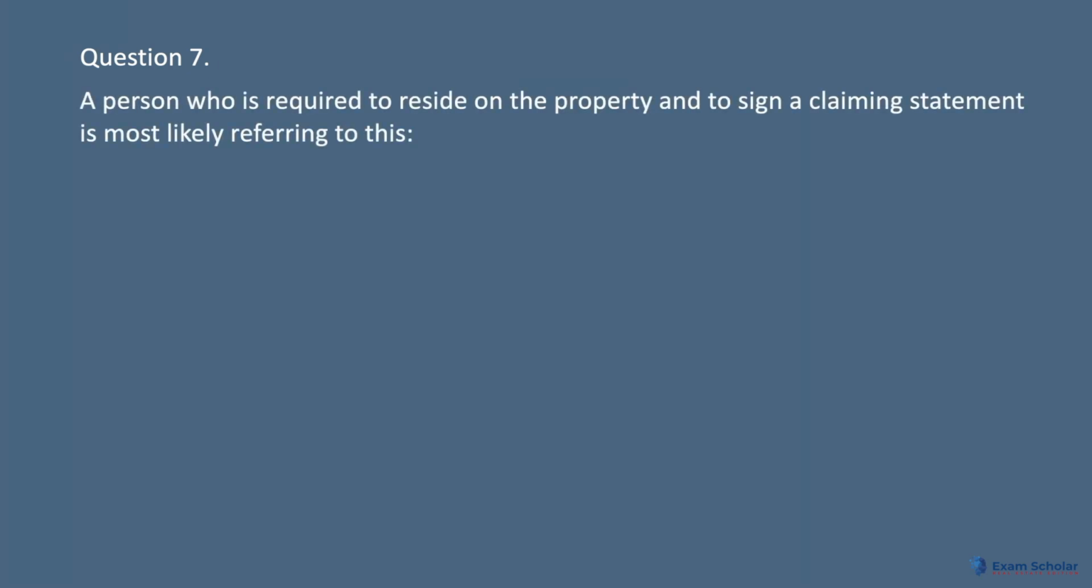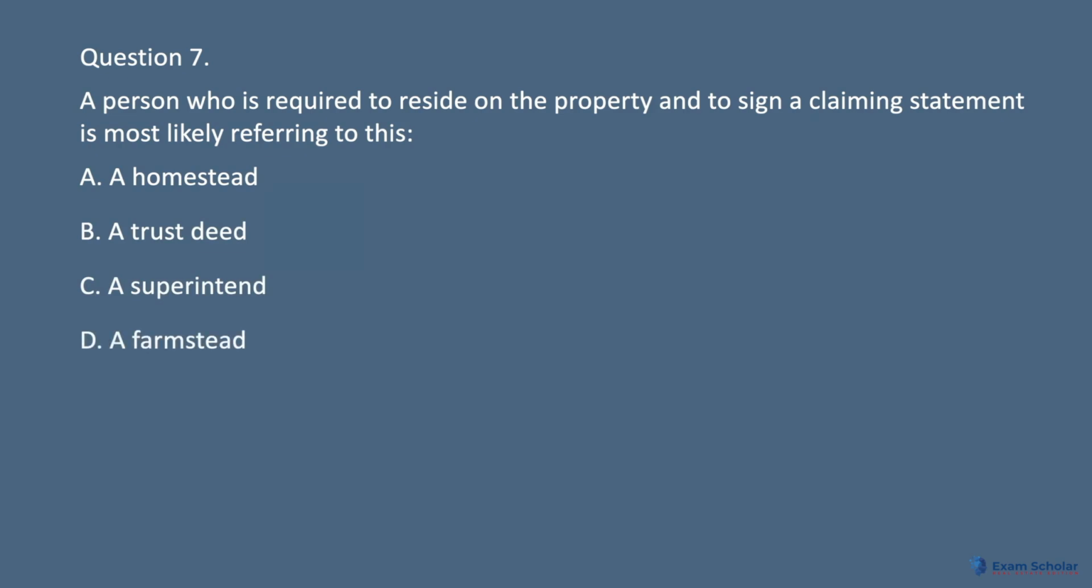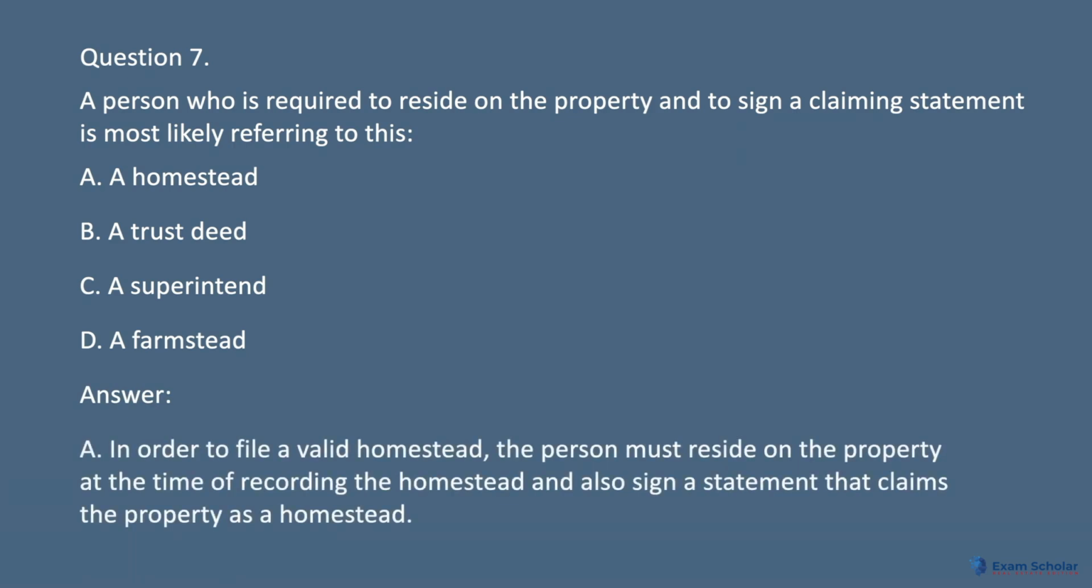Question 7. A person who is required to reside on the property and to sign a claiming statement is most likely referring to this. A. A homestead. B. A trust deed. C. A superintendent. D. A farmstead. Answer. A. In order to file a valid homestead, the person must reside on the property at the time of recording the homestead and also sign a statement that claims the property as a homestead.